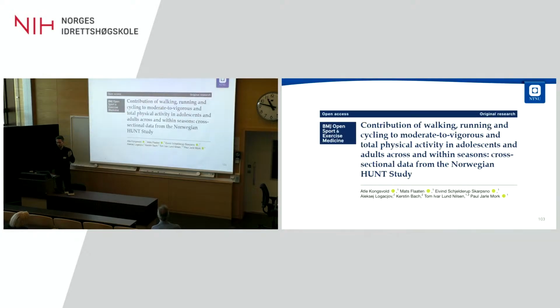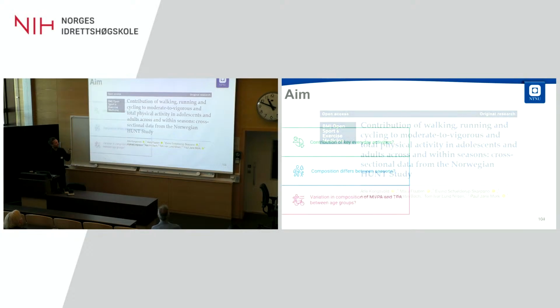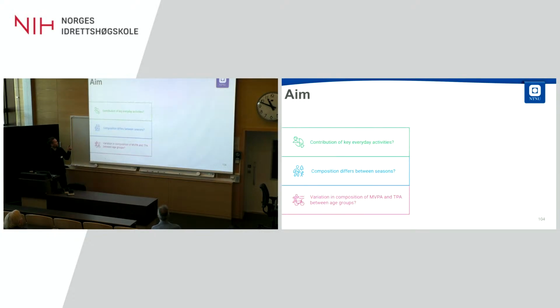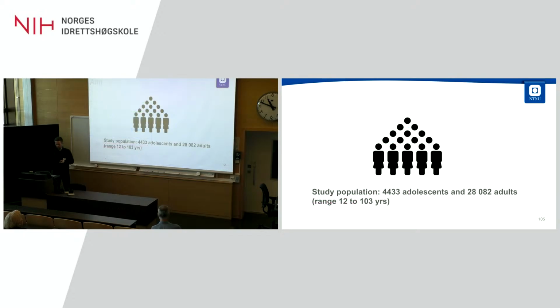And I'm going to share some results from some of our papers based on this data. In this study, we looked at the contribution of key everyday activities to moderate to vigorous physical activity and also total physical activity, and also if the composition differed between seasons and between age groups. Here we had a total population of 32,500 people, ranging from 12 to 103 years.